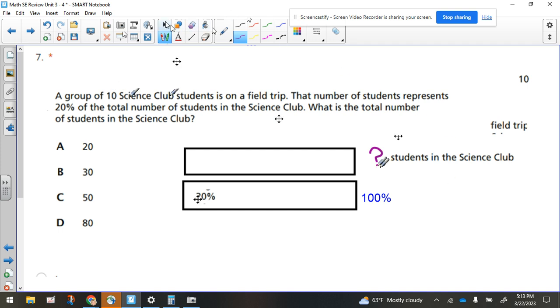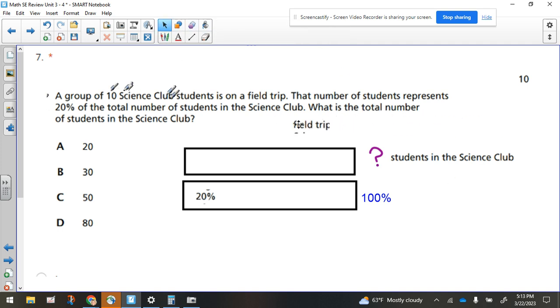But we do know that we have a bunch of people that are on a field trip, right? And the number of people that are on a field trip, they're saying would be 10. So that's got to be the part because we're looking for all the students in the science club. Now the question is, 20%, does that represent the 10 people?